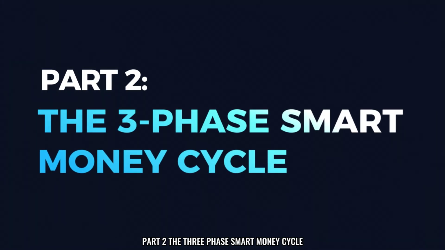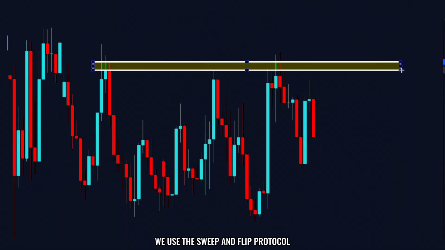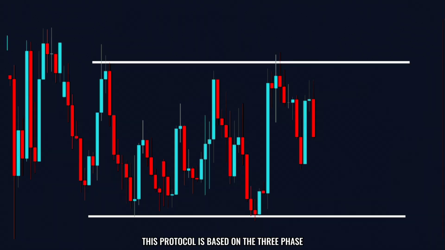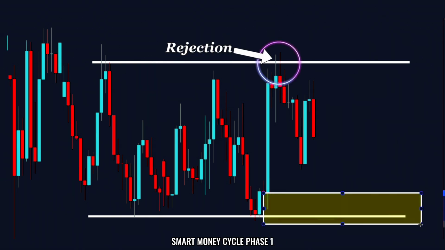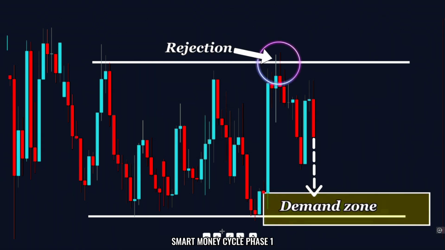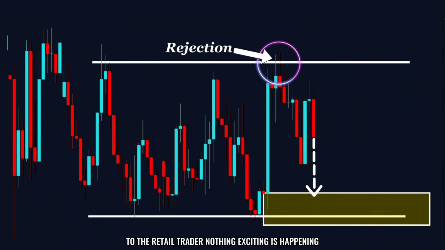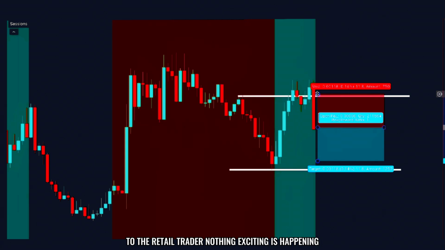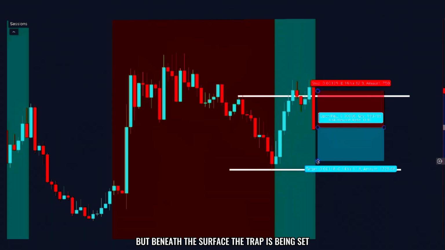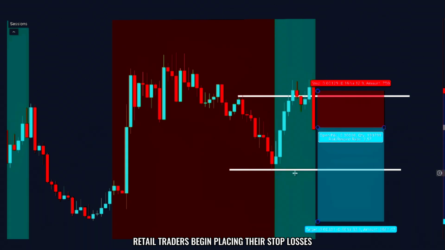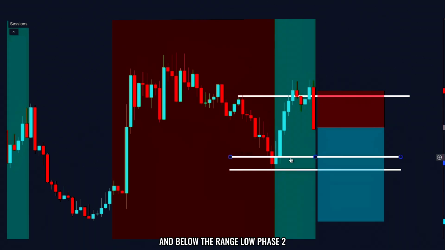Part 2. The 3-phase smart money cycle. To make this actionable, we use the sweep and flip protocol. This protocol is based on the 3-phase smart money cycle. Phase 1. Load retail liquidity. This is the accumulation stage. The market moves sideways, consolidating in a tight, quiet range. To the retail trader, nothing exciting is happening. But beneath the surface, the trap is being set. Retail traders begin placing their stop losses above the range high and below the range low.